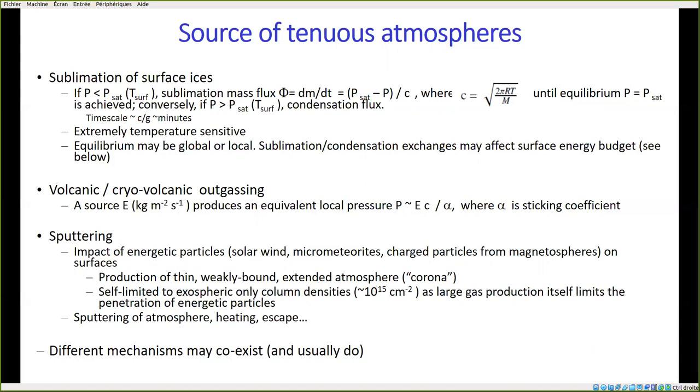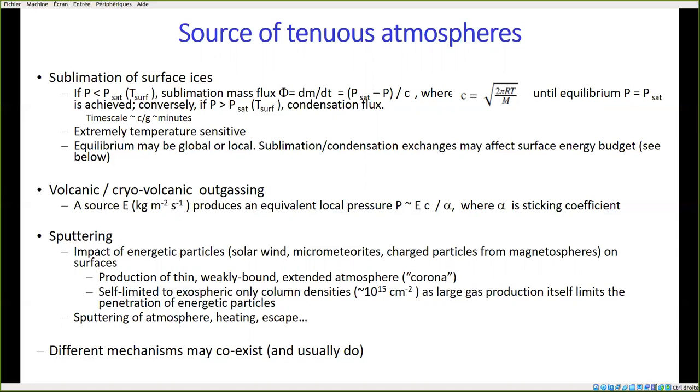Sublimation equilibria, of course, are extremely sensitive to temperature because the vapor pressure laws are exponentially dependent on temperature. And as we will see later in more detail, these vapor pressure equilibria can be either global on a planet or local. And the sublimation-condensation exchanges may affect or may not affect the surface energy budget.